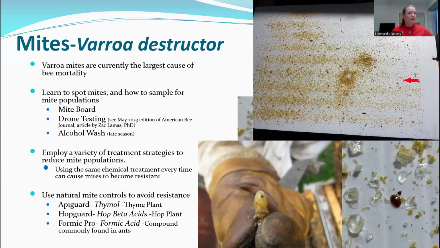3 mites in here is pretty typical. If you see more than that, then that's when you start becoming alarmed. But I do stick to an integrated pest management cycle. So I treat whether or not I see mites in here because I know that they are here. I may have just missed them in my sample.